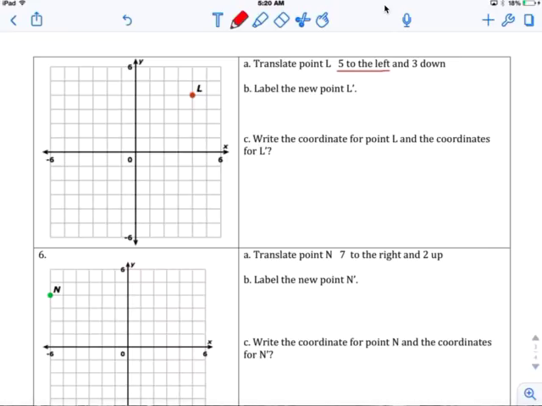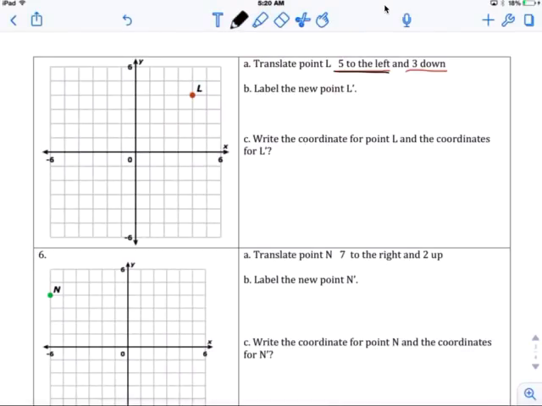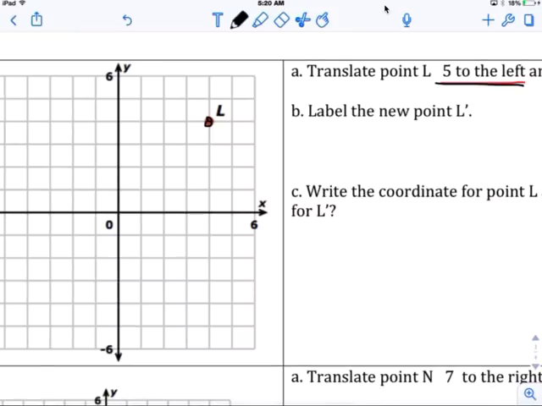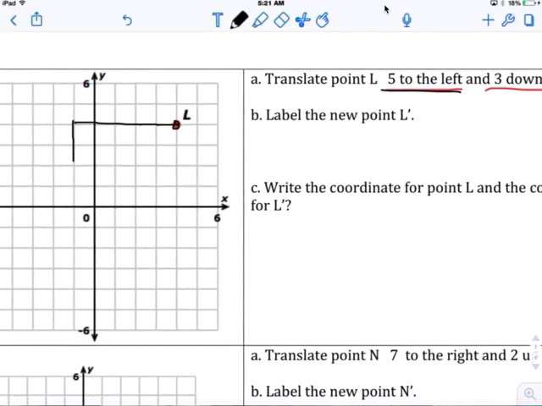Five to the left and 3 down. L is 5 to the left. Okay, count 5 left. 1, 2, 3, 4, 5 left. And 3 down. 1, 2, 3. That's L prime.